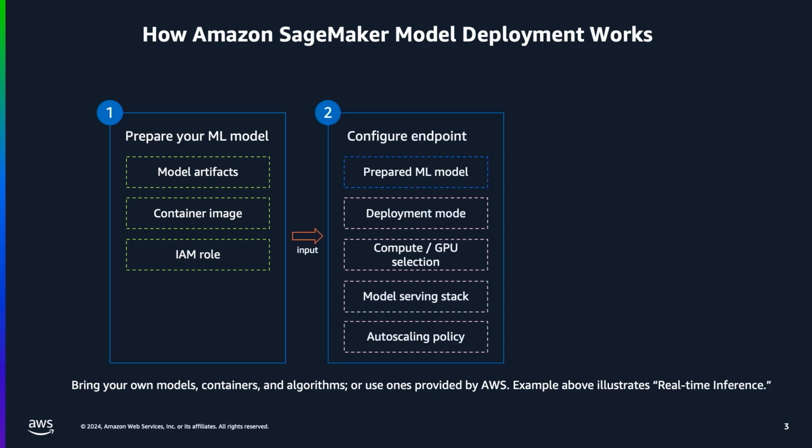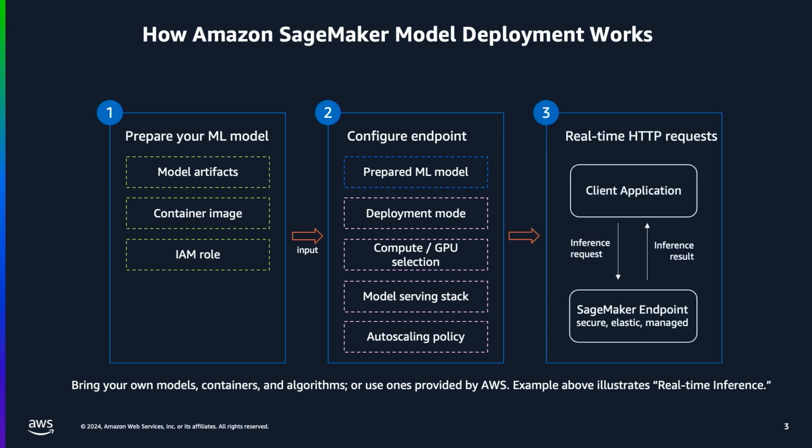In the second step, you will define your endpoint configuration using the Create Endpoint Config API. This is where you define the instance types that you want to use to host your model and the number of instances that you want to use. You can specify an auto-scaling policy, which will scale up or scale down your instances as your traffic pattern changes. You can also specify the model serving stack and deployment strategies at this step as well.